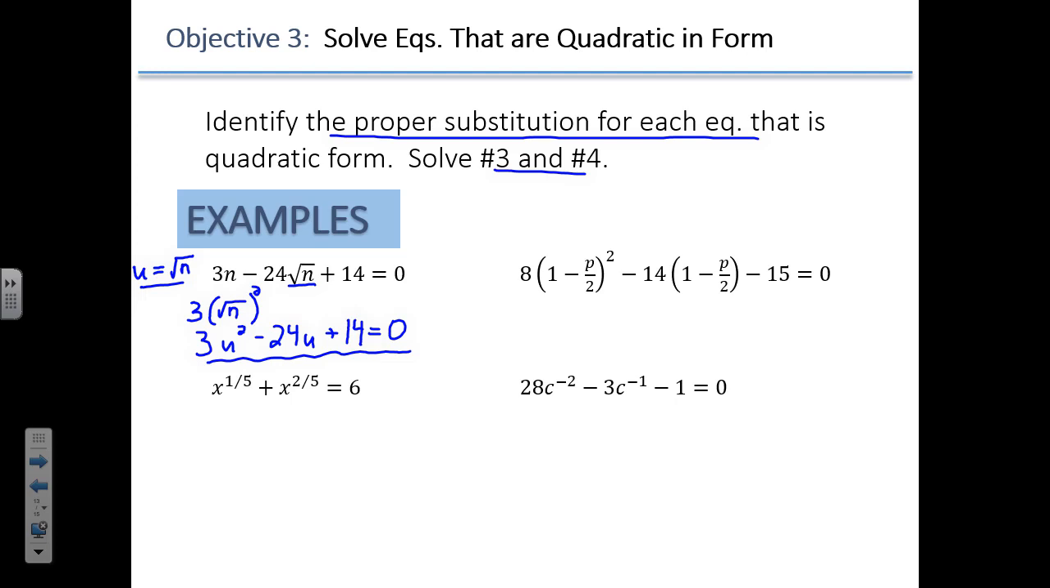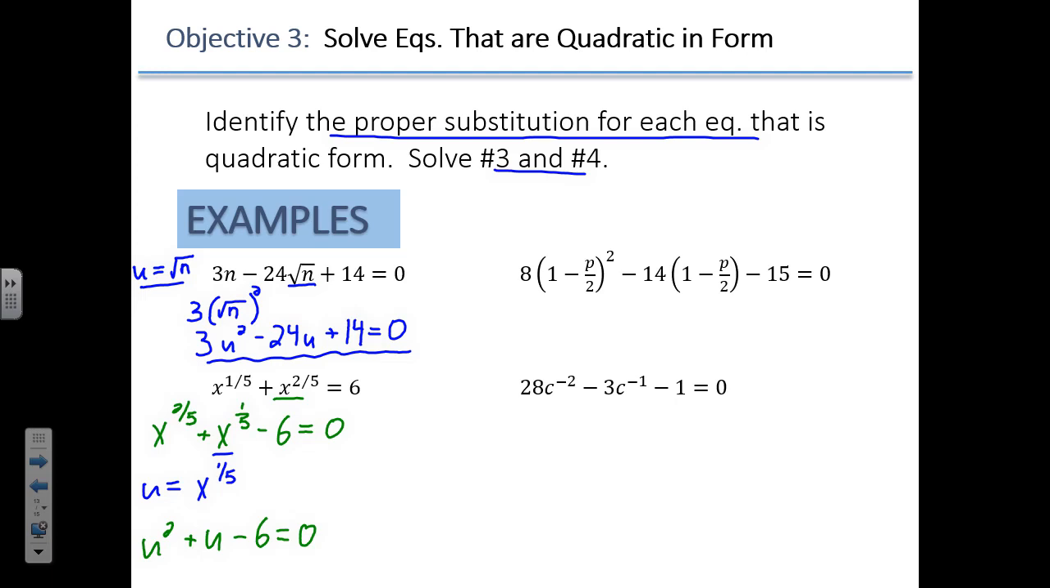The one on the bottom left, if we rearrange this, we'd put our highest power first, so x to the 2/5 plus x to the 1/5 minus 6 equals 0. So here again, your middle term is sort of your clue. That tells you what your substitution should be. We're going to let u be equal to x to the 1/5 power. Then our first term back here becomes u squared plus that x to the 1/5 becomes plus u, and we have minus 6 equals 0.